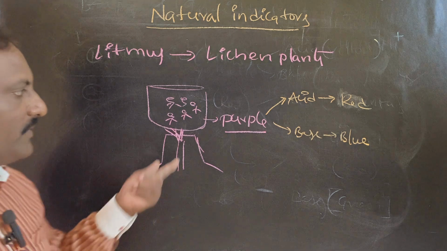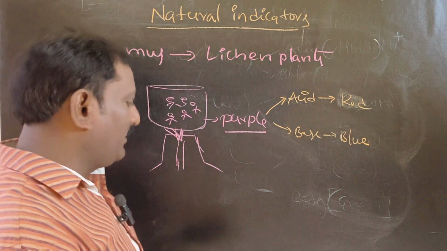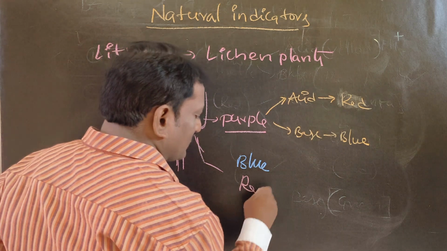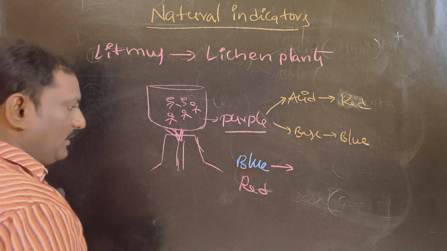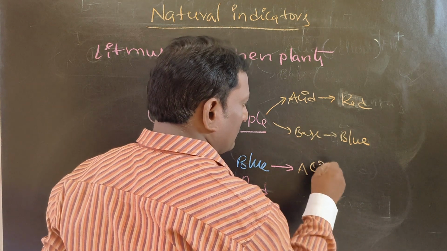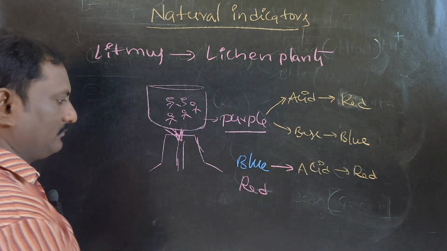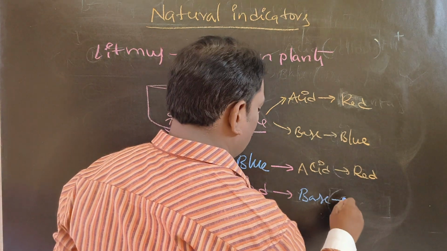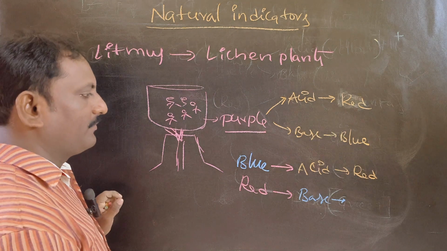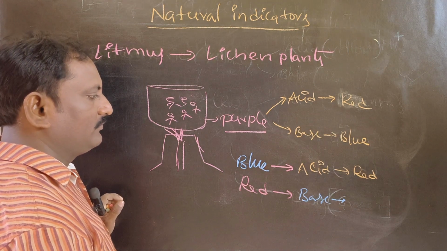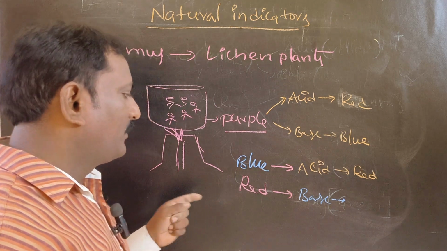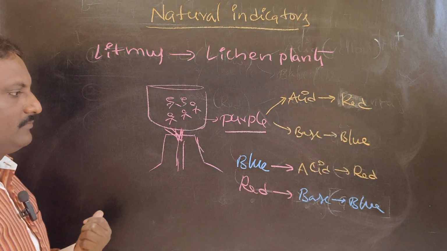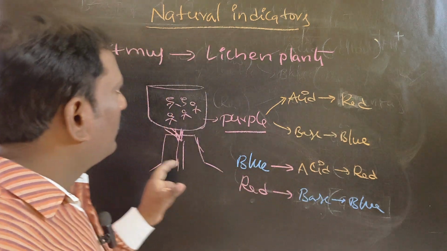With the help of litmus solution, they have prepared two litmus papers, that is blue litmus paper and second one is a red litmus paper. Blue litmus paper in acid changes to red. Red litmus paper in base changes to blue. Okay, this one is the litmus indicator.